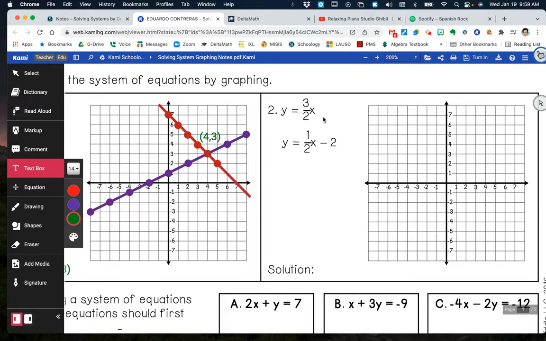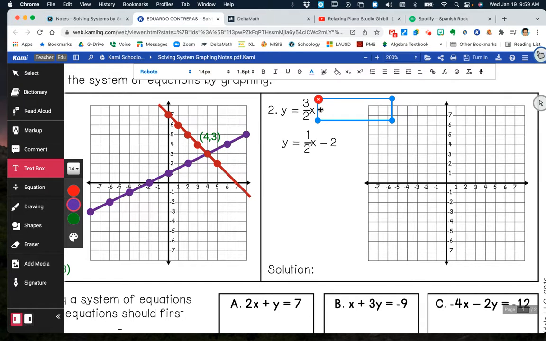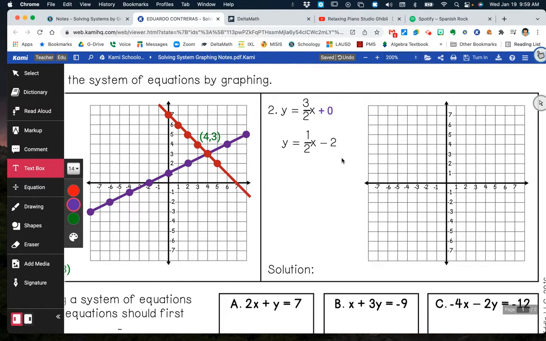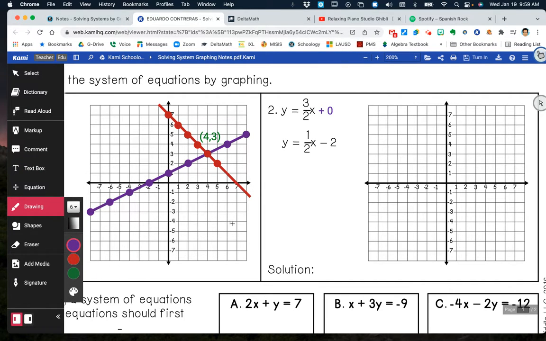That's the equation. So where's that one going to cross the y-axis? What's the b value? 0. Here's why. If I really wanted to, I could always type in plus 0, right? Is that going to change the equation? No. But it tells me the y-intercept value is 0. So let me grab my drawing tool. Go to 0, 0, or 0 on the y-axis. We call it the origin. That's where it's going to cross.